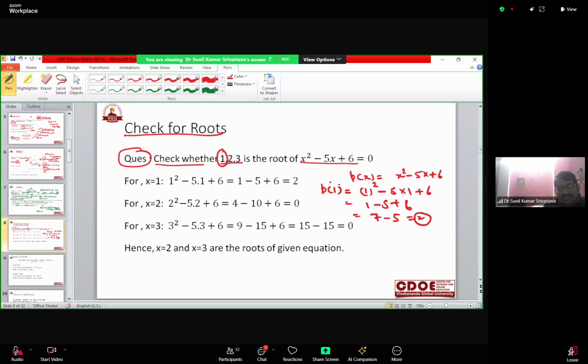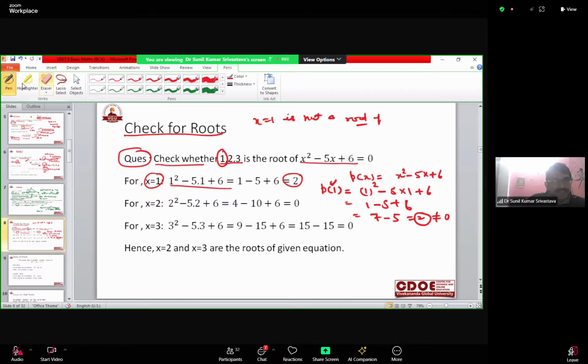On putting x = 1, the value becomes not equal to 0. So, on putting x = 1, the value of the polynomial is not equal to 0. So, x = 1 is not a root of this polynomial.